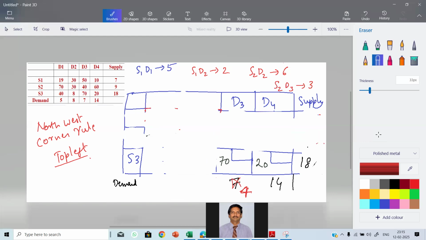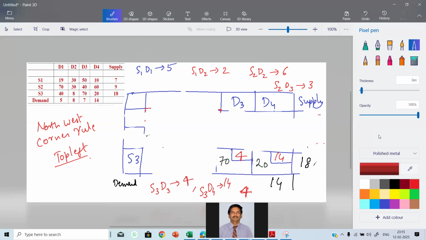Now look at the table. There is one special rule. If you have only the last row, you need not apply any rule. Directly fill as it is. Look at this table. Here the supply is 18. So simply write 4 here and 14 here. Understood? So for S3, I have 4 units and 14 units. Right. Clear?